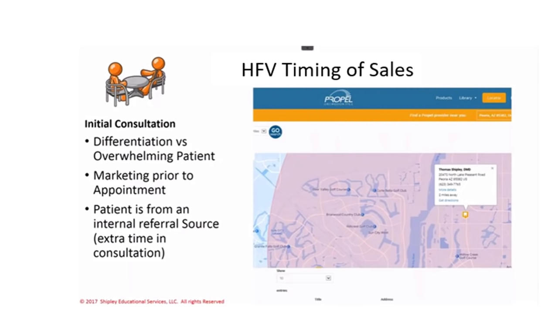If you've done marketing for the VPro 5, maybe on your website, maybe with flyers, patients may be coming in asking for it. So obviously if they're asking for it, if they're referred from an internal referral source, we're going to go ahead and bring it up in the initial consultation. You can see here the doc locator site. So Propel is trying to help us out with the doc locator. When you become a customer, you also become listed on the doc locator screen. That's what we see on the right.